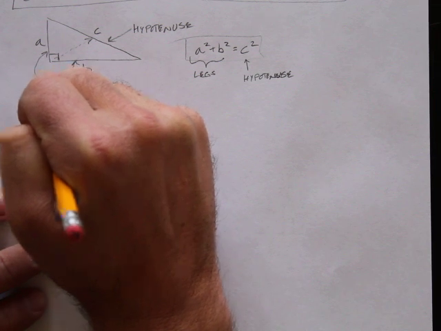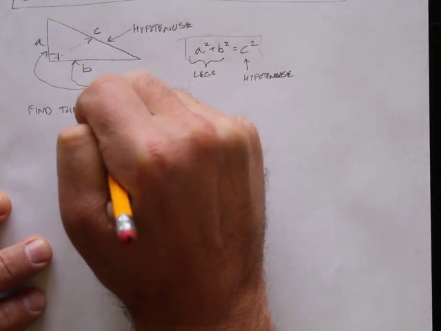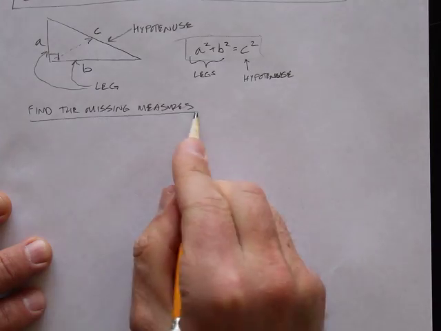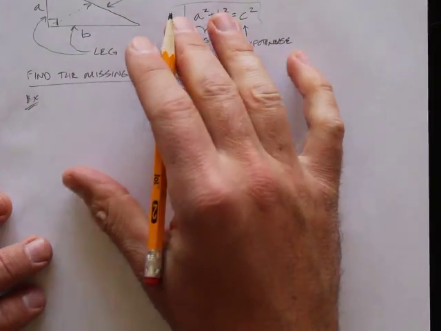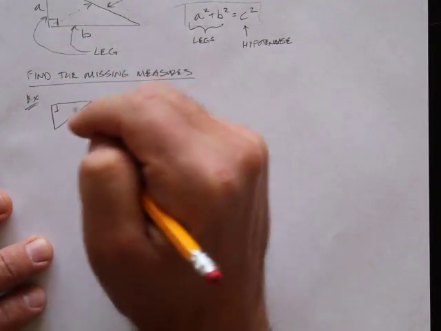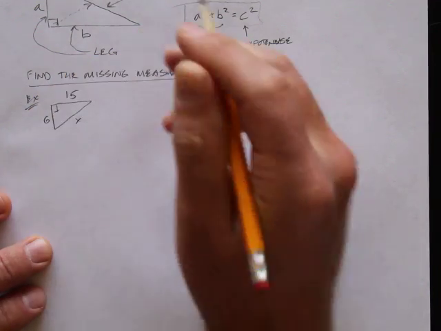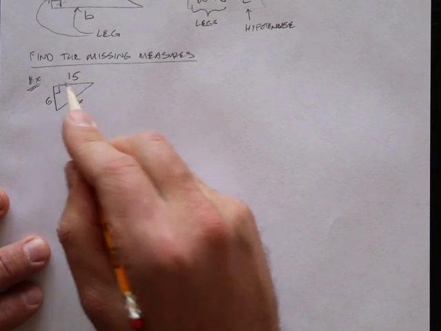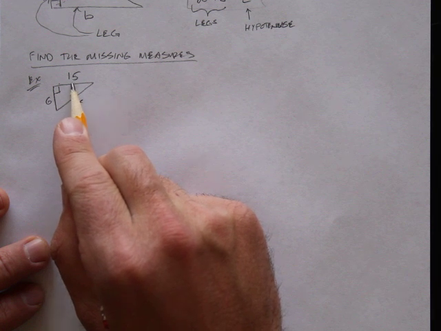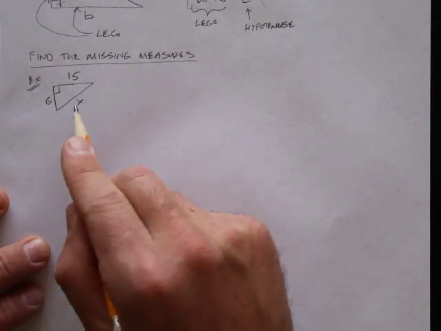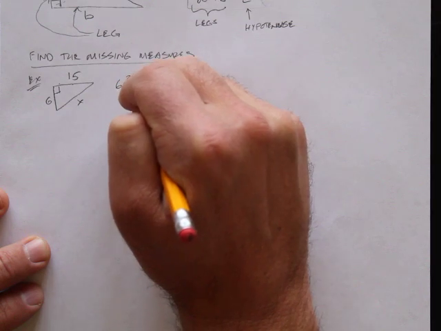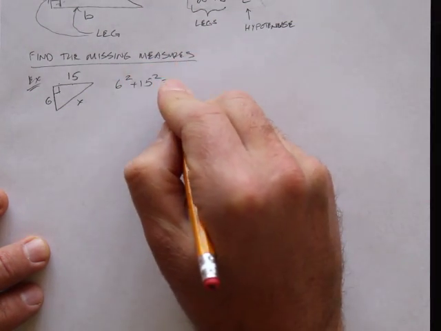Find the missing measures. Okay, so I have a right triangle, and this leg is 6 and this leg is 15. And so I need to find out what x is. X is the missing measure. And so all I do is I take the leg, I square it, add it to the square of the other leg, set it equal to the hypotenuse squared, and go from there. So let's see what that looks like. X squared plus 15 squared, so those are my legs, equal the hypotenuse squared.